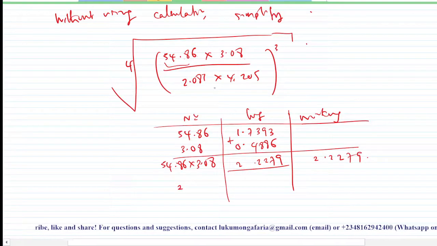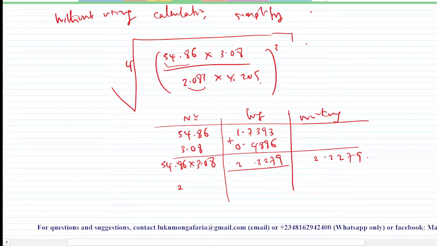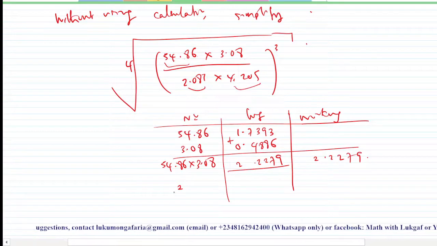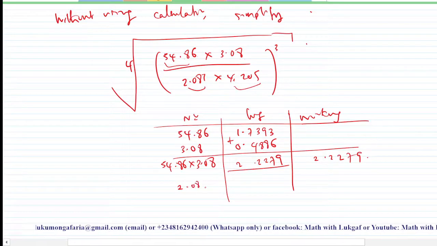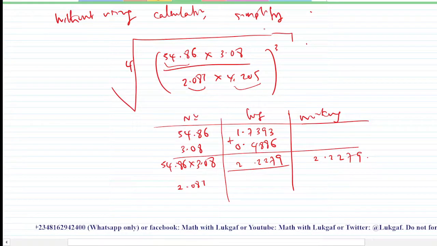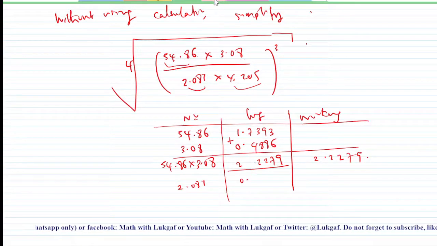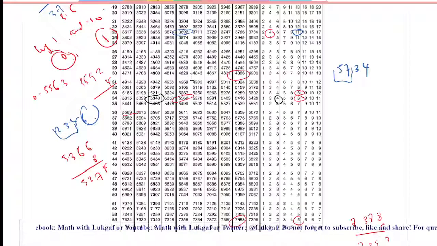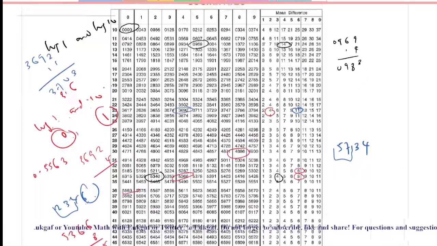It is also multiplication. Take the logarithm of each and add them together. Then you have 2.081. Your characteristic part will be 0. Then you check 20 under 8 difference 1. 20 under 8 is 3181. Difference 1 is 2, that's 3183.